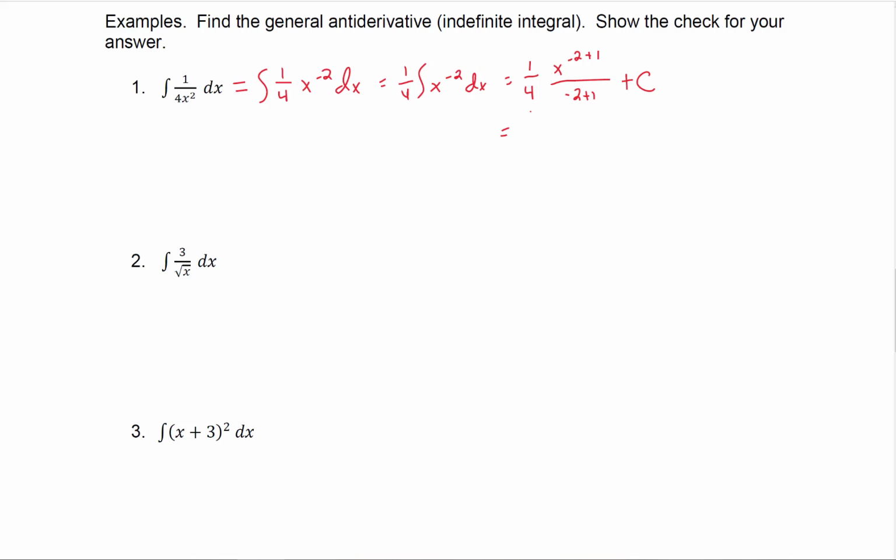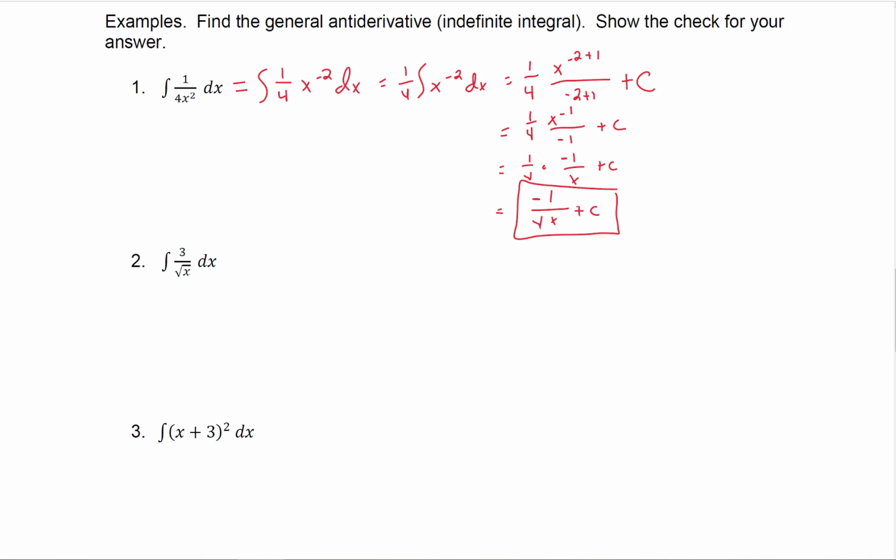So then let's clean this up. So this is 1/4 x to the negative first power divided by negative 1 plus c. So this is 1/4 times negative 1 over x plus c, which then just gives us negative 1 over 4x plus c for our antiderivative.